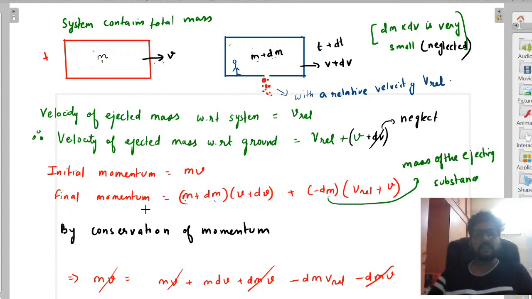So the final momentum that you will get is m plus dm into v plus dv. But this is not the total mass. The mass which is getting ejected is also inside your system. So you will say that this mass is minus dm. Why minus dm? Because dm is negative. Why? Because it is ejecting, right? So minus dm into, the velocity of the ejected mass with respect to ground is v relative plus v. Now by conservation of momentum you will equate these two.